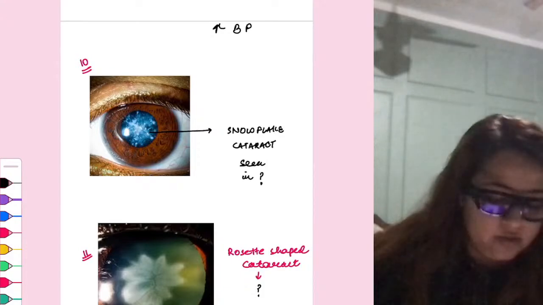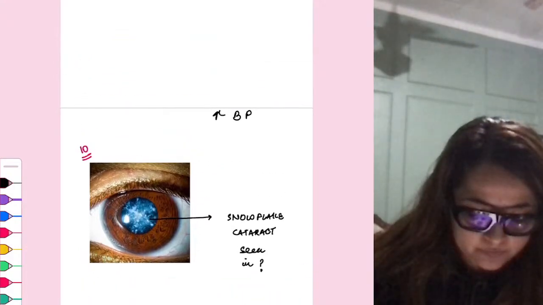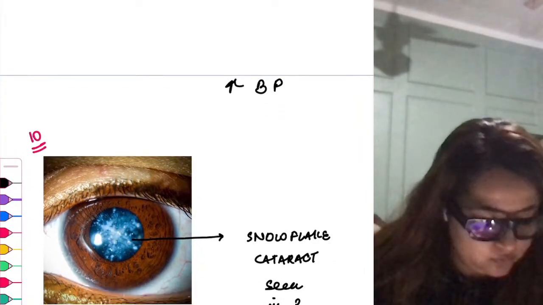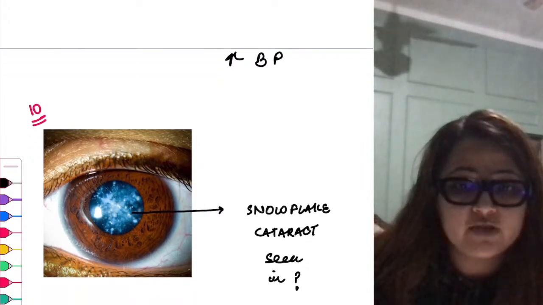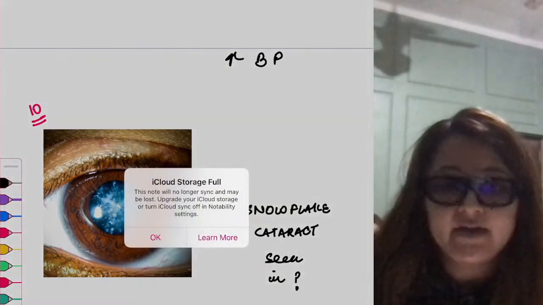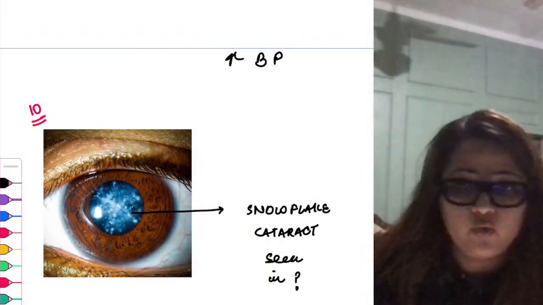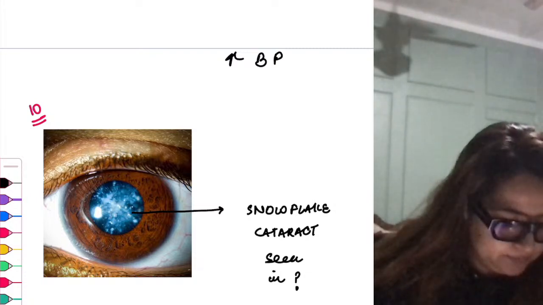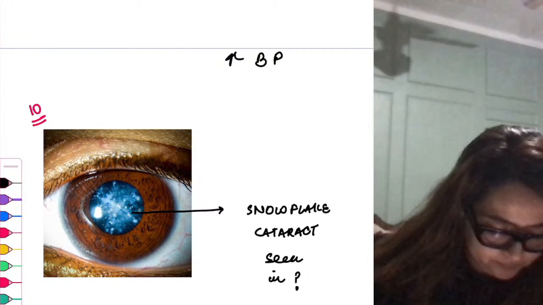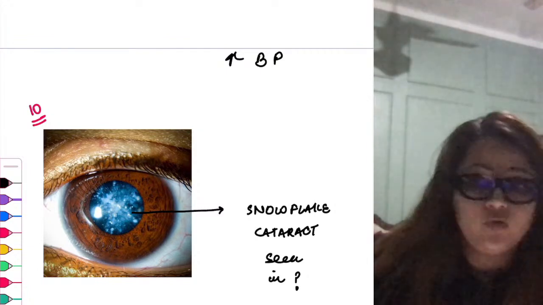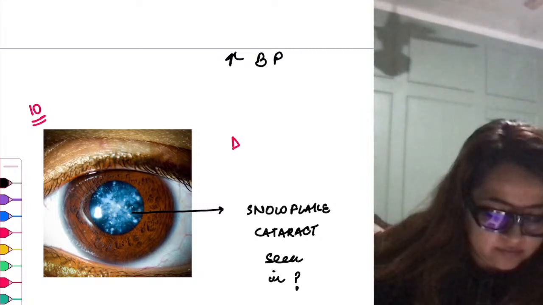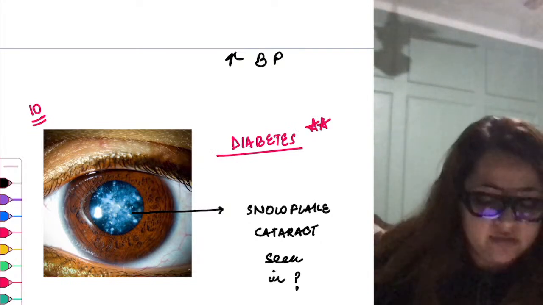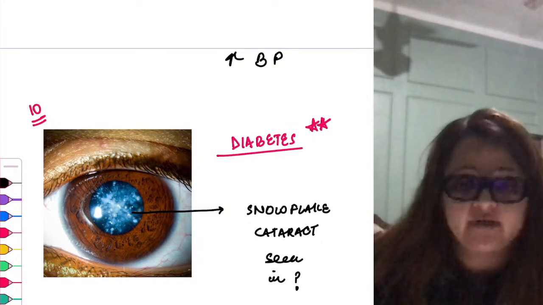Now, coming to the next point here. Look at this picture. What is this picture showing? This picture is showing the snowflake cataract. Where do you see it? In which condition do you see the snowflake cataract? Anyone? Your answer is diabetes. So in diabetes mellitus, you can see the snowflake cataract.